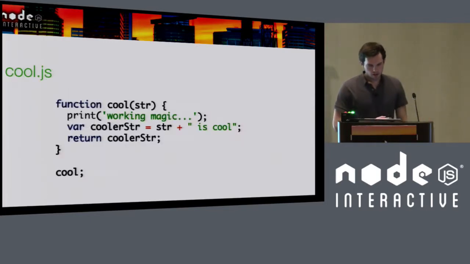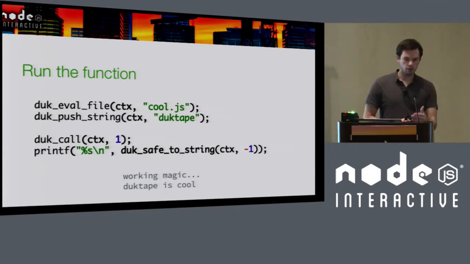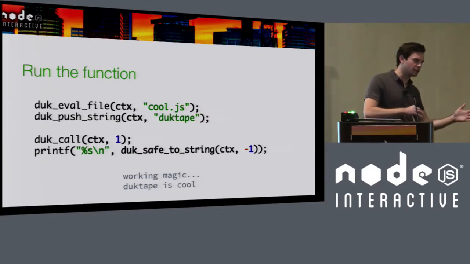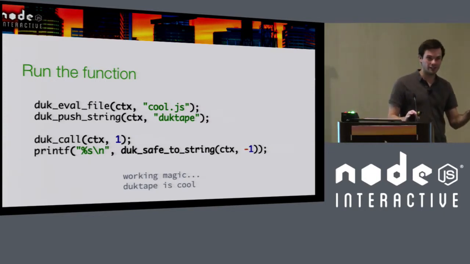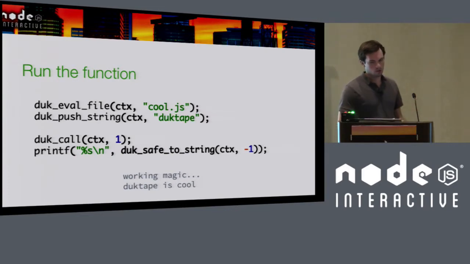Cool. So I've got this JavaScript, and the way I would execute it is by running this C code: duk_eval_file, duk_push_string, duk_call, and then duk_safe_to_string. There are non-safe variants and variants with the P of all these functions. And I'm doing absolutely no error checking or handling at all in this code, but I wanted to fit it onto a slide. And at the end of this, when you execute the C code, it'll say, we're working our magic, and Duktape is cool.